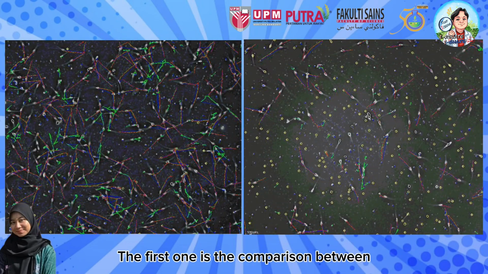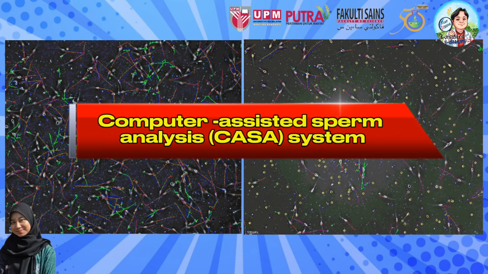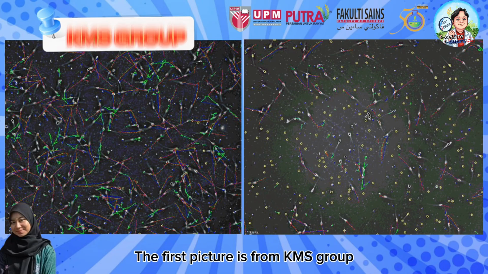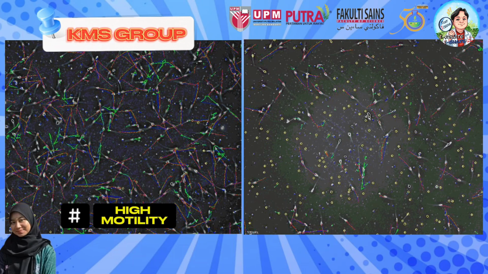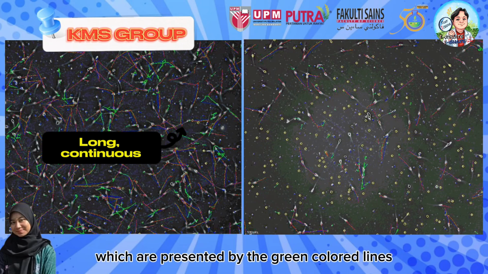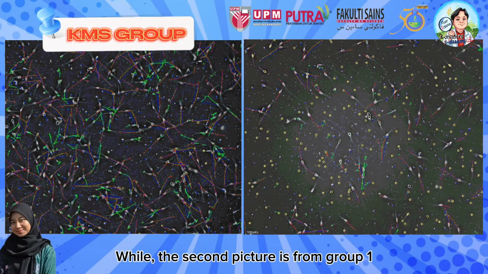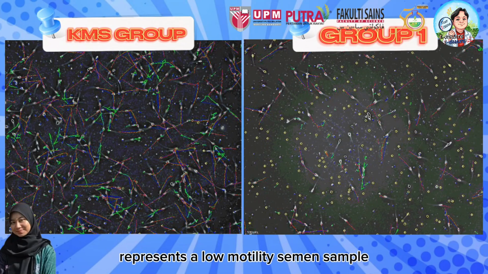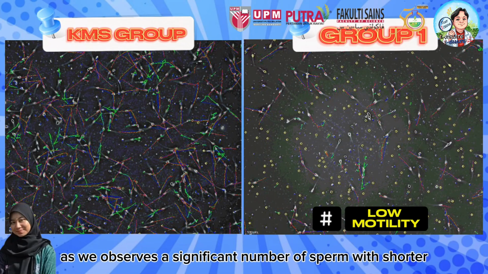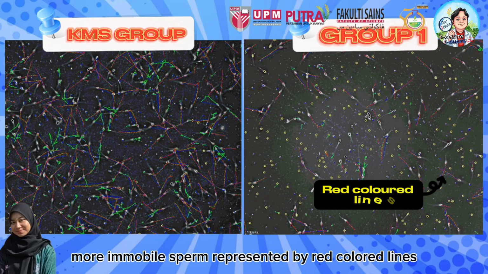The first one is the comparison between two semen samples analyzed under a microscope using a computer-assisted sperm analysis system. The first picture is from KMS group, shows a high motility semen sample, as it can be seen that most sperm cells have long, continuous movement paths, which are represented by the green colored lines. While the second picture is from group 1, represents a low motility semen sample, as we observe a significant number of sperm with shorter movement path, and there are more immobile sperm represented by red colored lines.